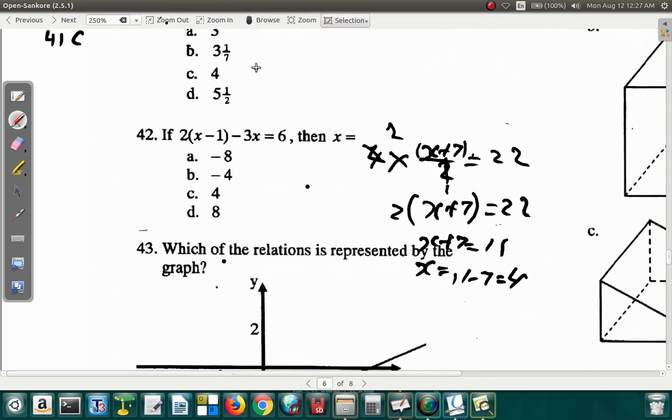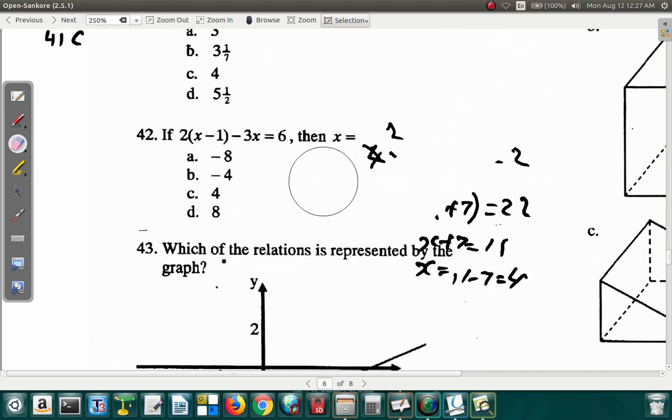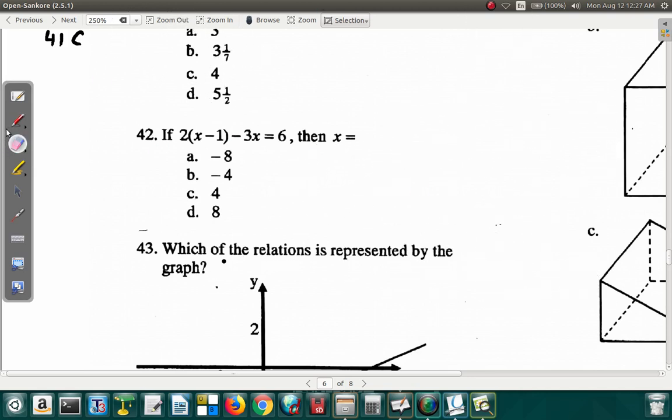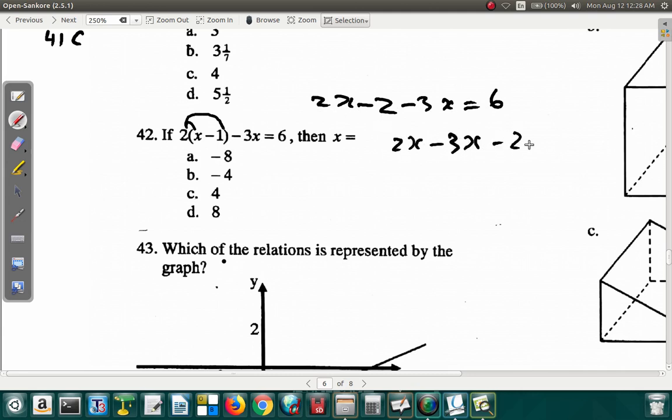42 says, all right, let me erase what's happening here. If 2x minus 1 minus 3x is 6, what is x? Then x equals, so it's 2 times x gives you 2x. 2 times negative 1 gives you negative 2. Minus 3x is equal to 6.